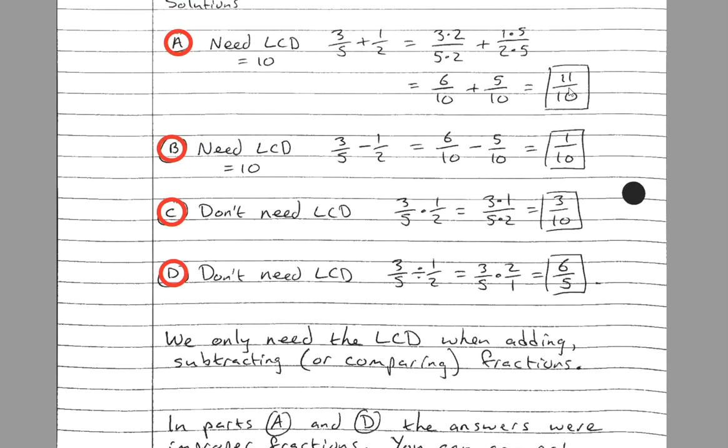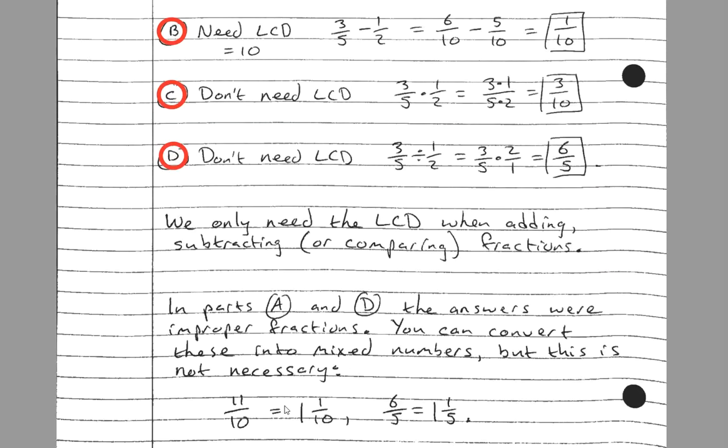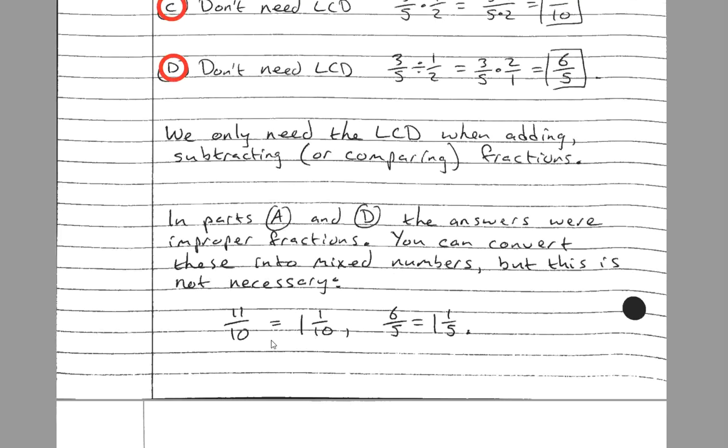And we ended up with improper fractions here, and for these two, you can convert them into mixed numbers. Sometimes it's more useful just to leave them as fractions. So I usually just leave them as improper. But if it says in the question to convert them to mixed numbers, then you lose a point if you don't.